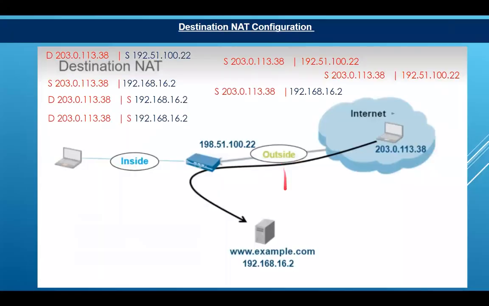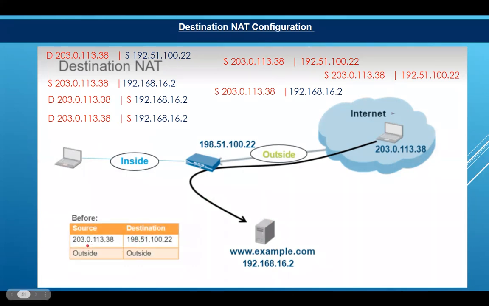So destination, guys, here. You can see this one is our server 16.2. This one is the public IP address. This one is the internet PC, means any user is trying to access this one server, right? So how will they access it?